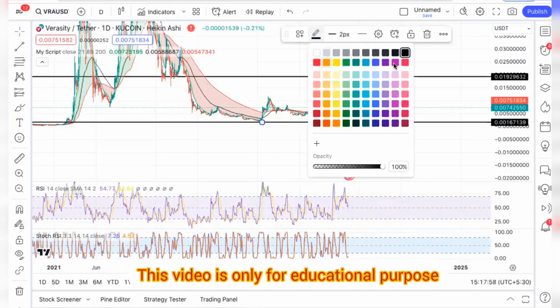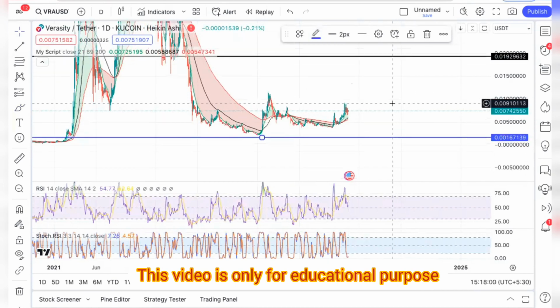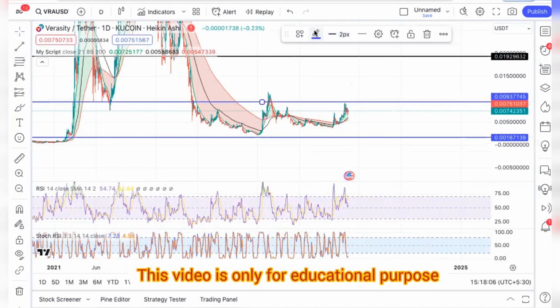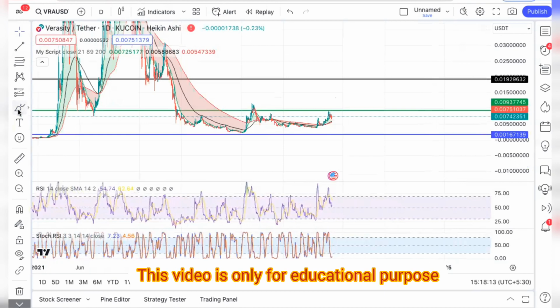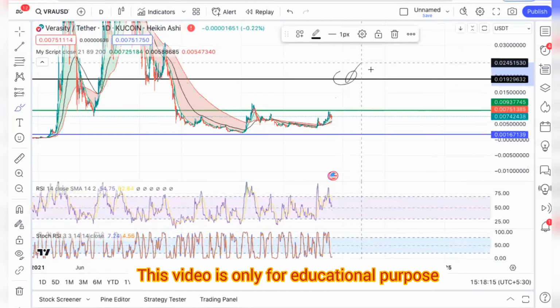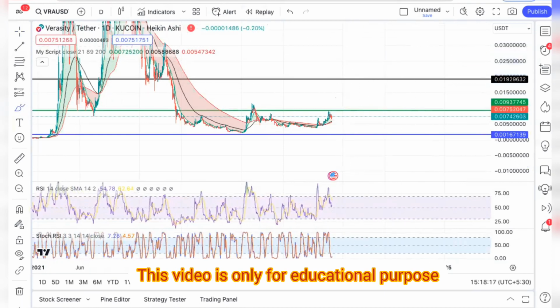2022. So the current main interim resistance for VRA, you can say, is at around 1 cent. And once we break this 1 cent region, we will accelerate very quickly to around the 2 cent region. And how we react at 2 cent, that depends on how we'll go further.